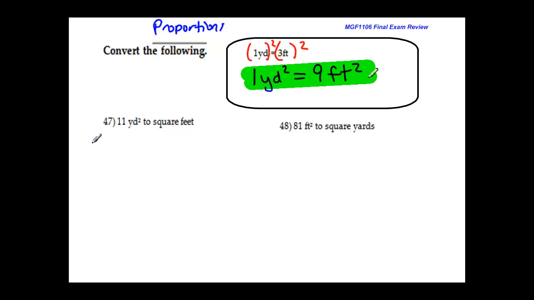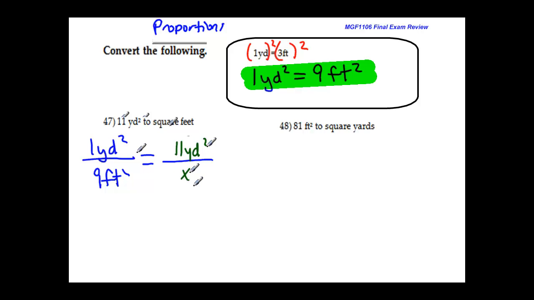For proportions, it does not matter on your first step which one you decide to put on top. But whatever you choose, that is how it has to continue. So I've chosen to put 1 yard squared over 9 feet squared. So the 11 yards squared has to go in the numerator. We want squared feet, which has to be in the denominator. We are going to cross multiply. 1 times x is x. 9 times 11 is 99. My units that I was getting are feet squared. No rounding involved. That is my answer.